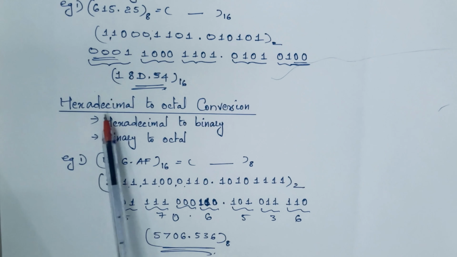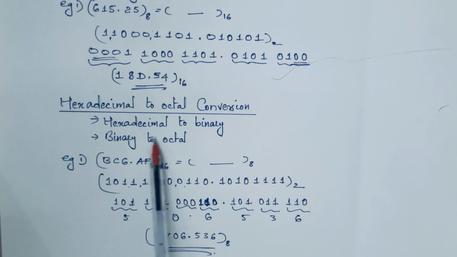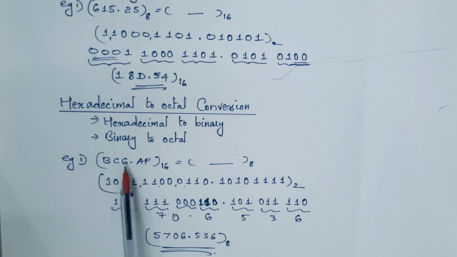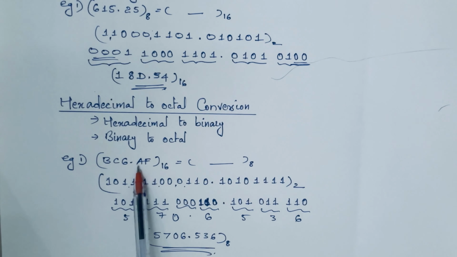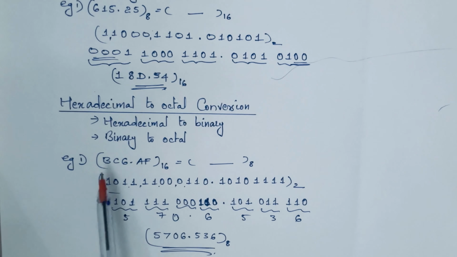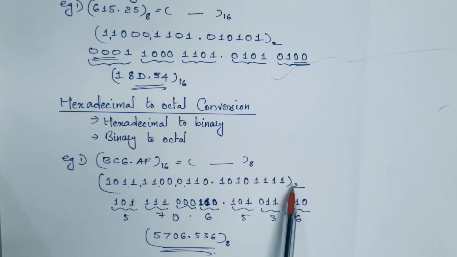If you want to convert any hexadecimal number to an octal number, first we need to convert hexadecimal to binary and then the binary to octal. For example, BC6.AF base 16, if you want to convert to octal, first we convert this hexadecimal number to a binary number by writing the 4-bit combinations of binary. For the first digit B, the 4-bit combination is 1011. For C it is 1100. For 6 it is 0110. Point. For A it is 1010, and for F it is 1111 base 2. So we converted this hexadecimal to binary.